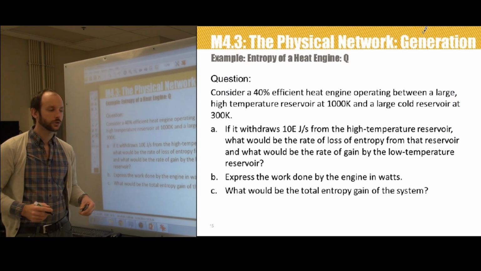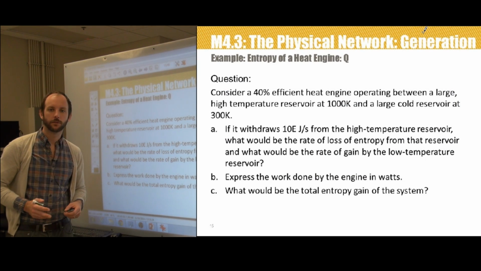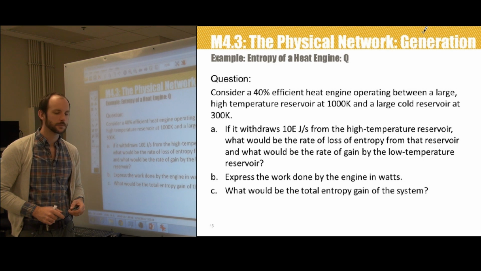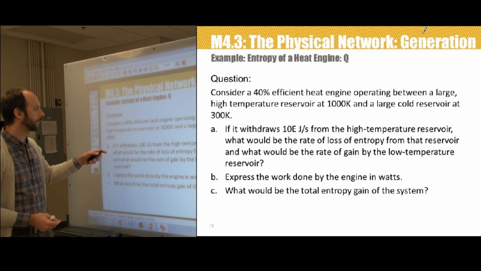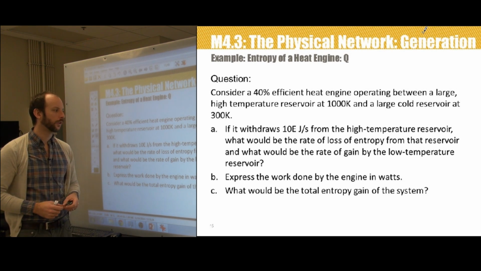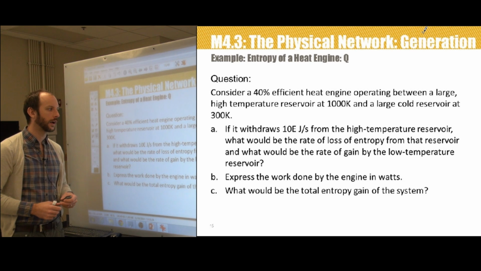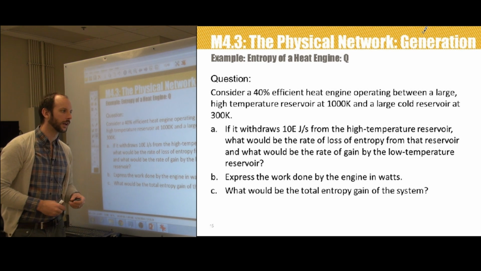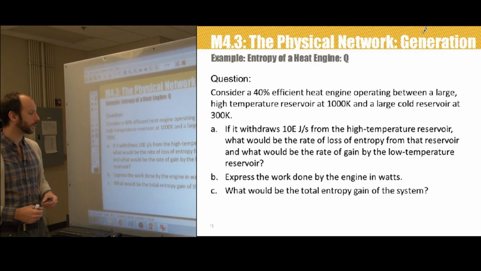All right, so now let's do a little math example involving the Carnot efficiency limit and the heat engine. So here we have a 40% efficient heat engine. It's operating between a high temperature reservoir at 1000 Kelvin and a pretty large cold reservoir at 300 Kelvin.